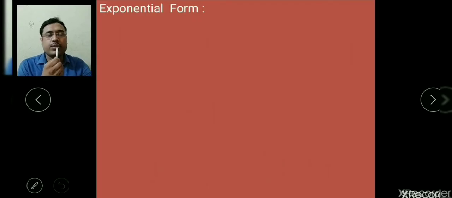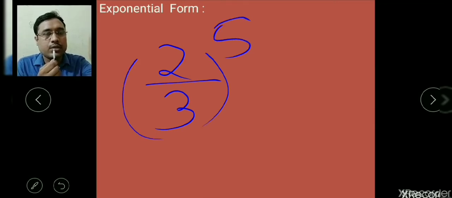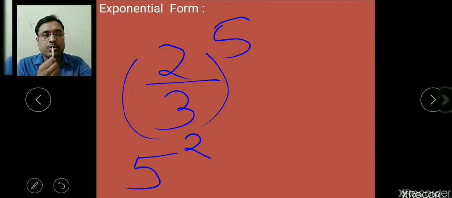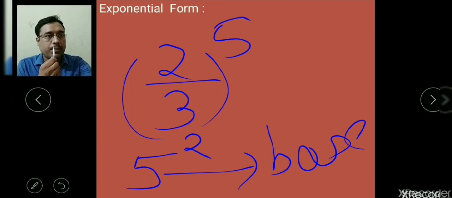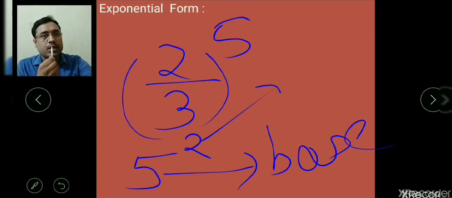Now next we have to understand what is exponential form. Just as we have seen in the previous example, suppose this is written as 2 by 3 to the power 5. So this is exponential form. If the number is written as 5 square, that means this is exponential form or power notation. Here 5 is base and this 2 is the exponent.